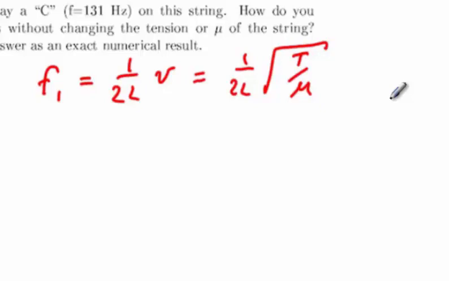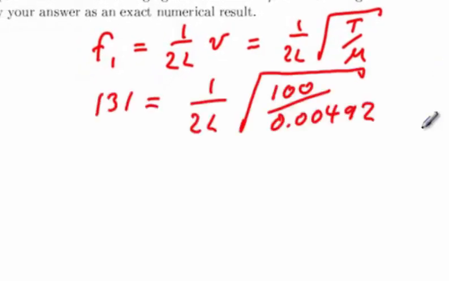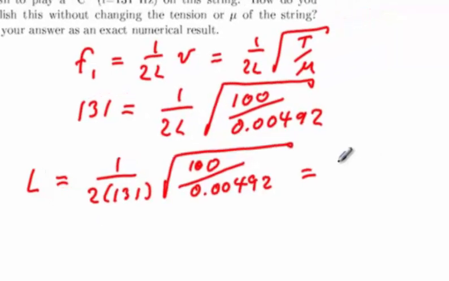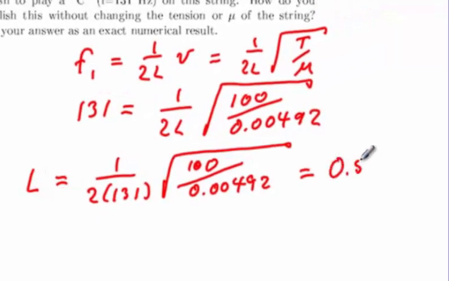In this case, we have all the variables we need except for the length. The only unknown in this expression is the length of the string that should vibrate in order to produce the musical note C, and we can solve for that very simply to yield the result 0.544 meters, which is shorter than the string was originally, as expected.